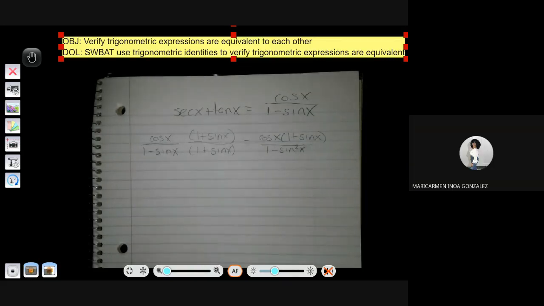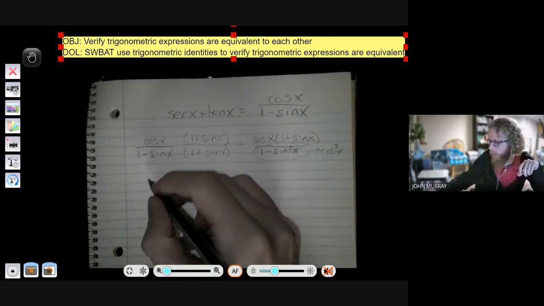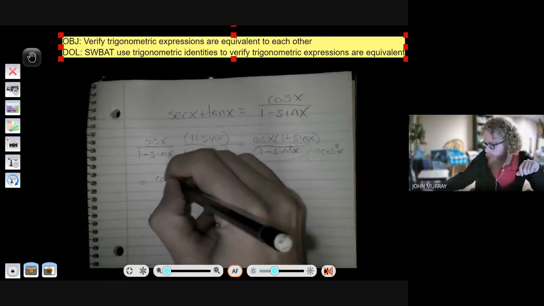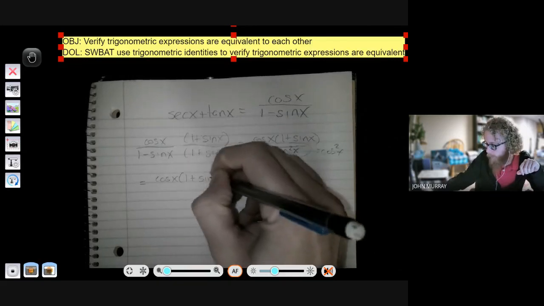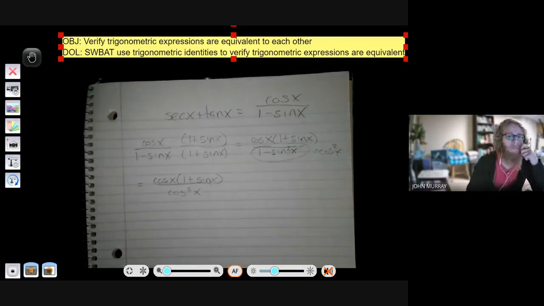Use a Pythagorean identity, because isn't cosine squared equals 1 minus sine squared? You got it, right? So I'm going to replace this with cosine squared. What could I do next? Again, there's a few steps that we can take.